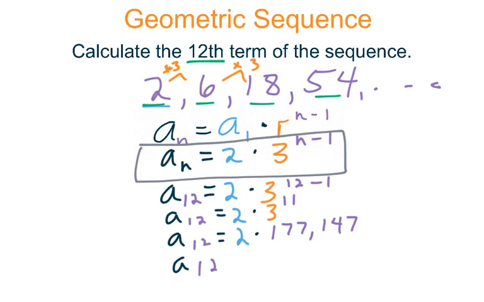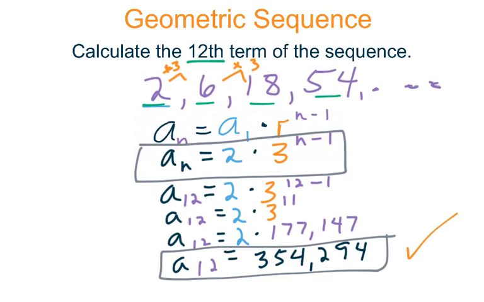Again, this is calculator work. We're just going to take that answer, 177,147, hit times 2, hit equals, and the answer I'm getting is 354,294 as a final answer. This is the 12th term. So if we continued all the way, remember, dot, dot, dot, to the 12th term, this would be that number right over here. It's a large number.